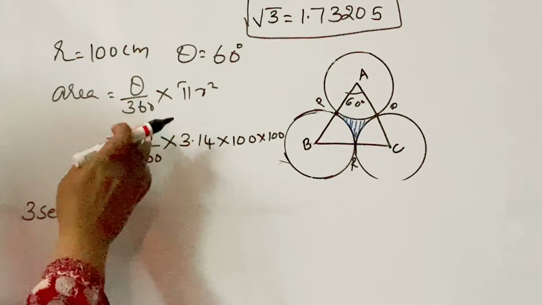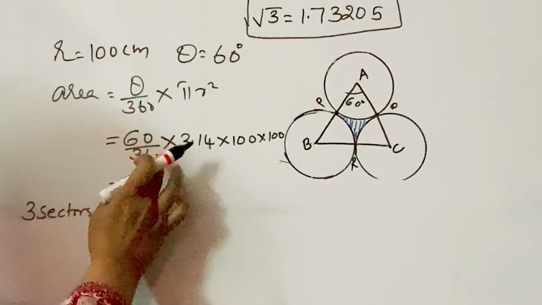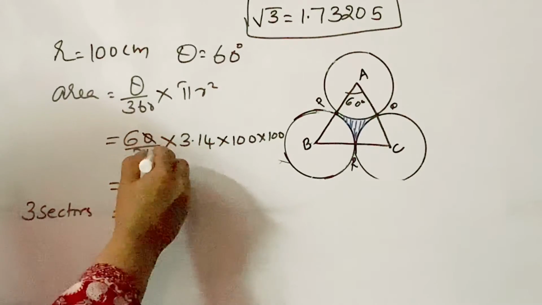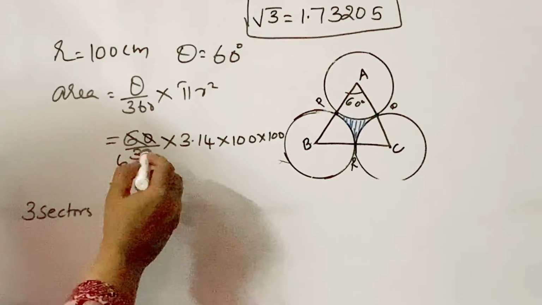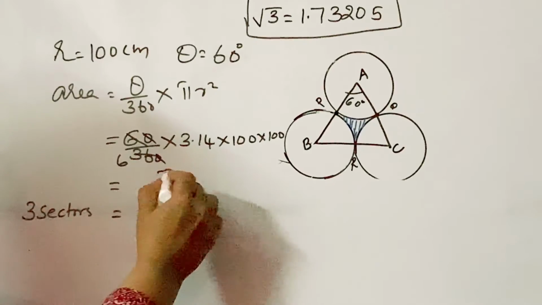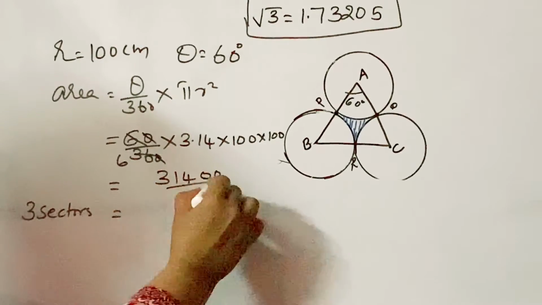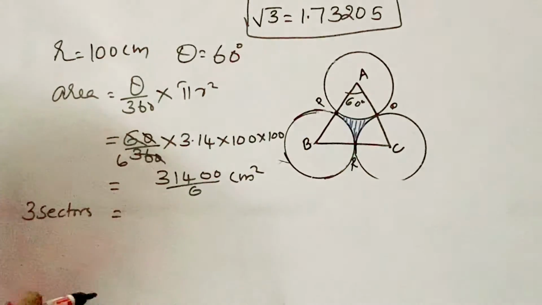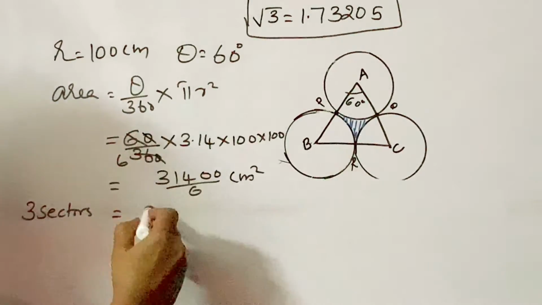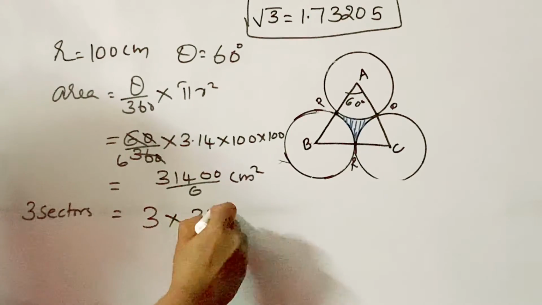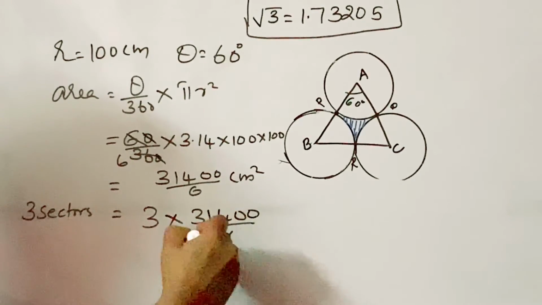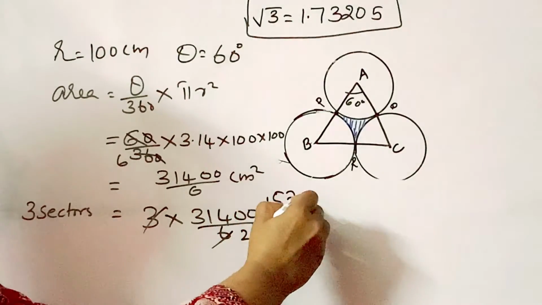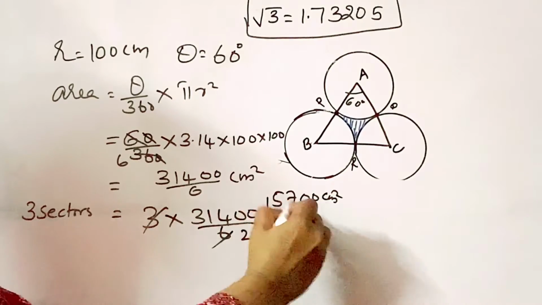Look here, area of the sector is theta by 360. Here theta is 60, so 60 by 360 into 3.14 into 100 into 100, divided by 6 centimeters square. That is the area of one sector. We need to find out the area of 3 sectors. So this 3 into that, divided by 6. This is the area of 3 sectors.